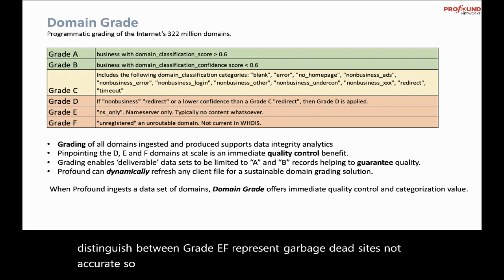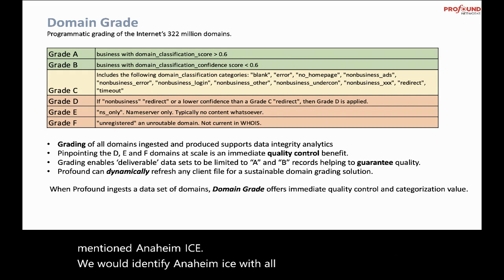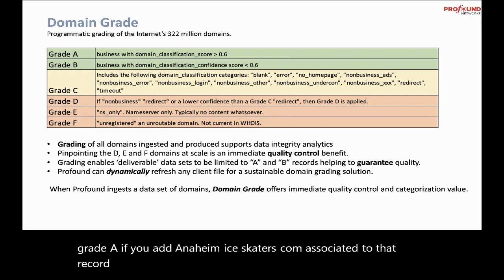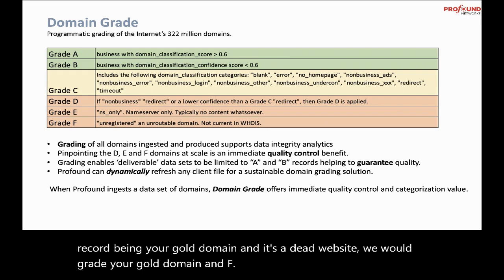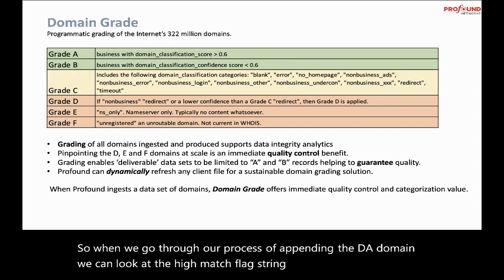So if you recall in the prior example, when I mentioned Anaheim Ice, we would identify Anaheim Ice with all the true match flags as a grade A. If you had AnaheimIceSkaters.com associated to that record being your gold domain, and it's a dead website, we would grade your gold domain an F. So when we go through our process of appending the DA domain, we can look at the high match flag string combinations for confidence.